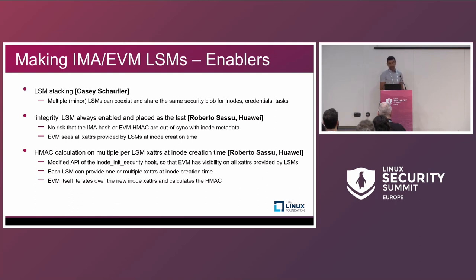The final piece in order to make IMA and EVM regular LSMs is that we need to calculate the HMAC on multiple extended attributes. And as I mentioned, that was not possible because inode_init_security, which is the LSM hook that is invoked when a new inode is created, only passes one extended attribute to fill. What changes is that it passes instead the array of all the xattrs. So EVM iterates over every element of the array and calculates the HMAC.